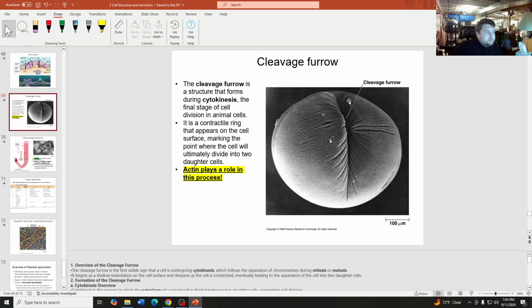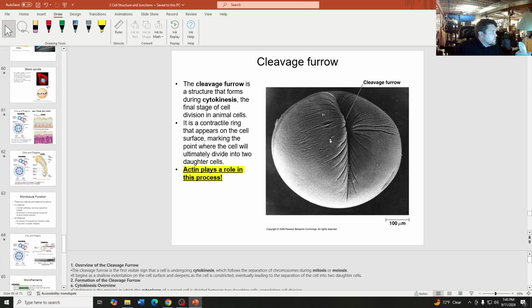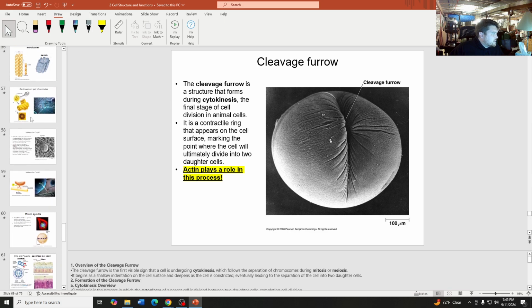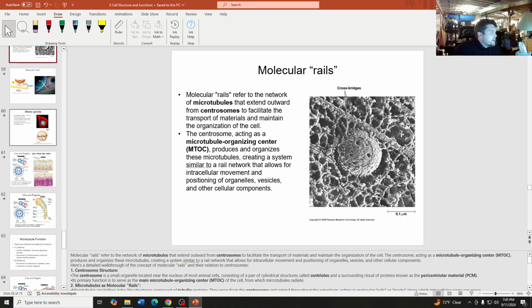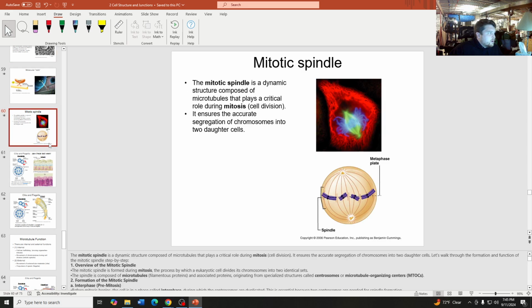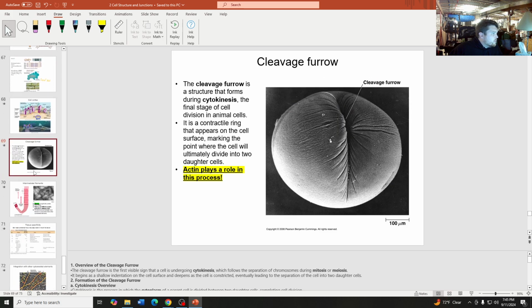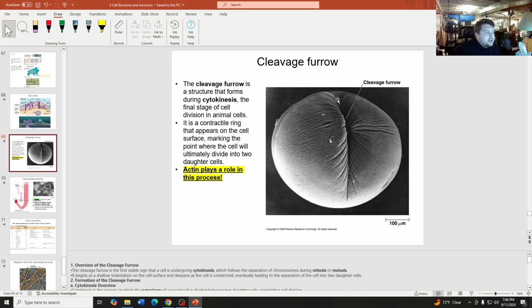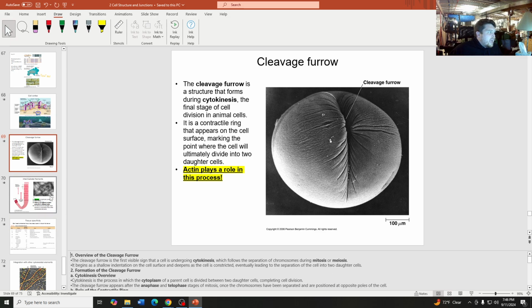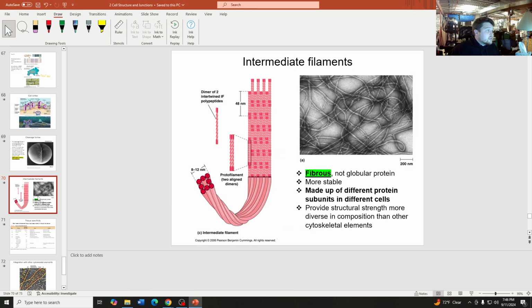Cytokinesis is the actual splitting of the cell. So when we talk about this whole process with the molecular rails moving everything, and those mitotic spindles pulling stuff, we also get the microfilaments and actin playing a role in the actual splitting and squeezing of the cell in order to break it into two individual daughter cells. That's called the cleavage furrow. We'll see that again when we talk more about the actual mitosis process.